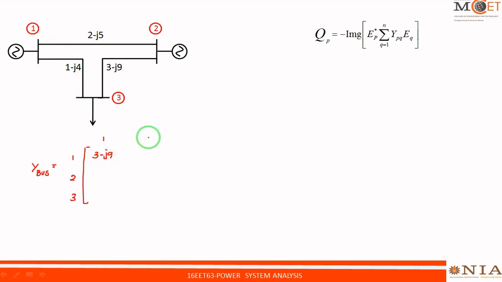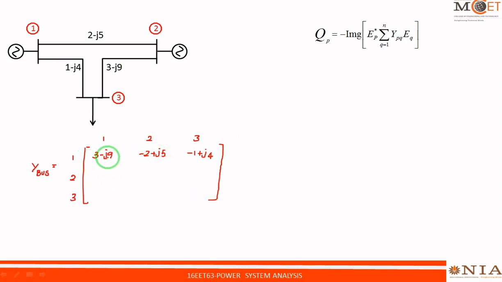Between bus 1 and bus 2, I have 2 minus J5. I have to take the complex conjugate of this, so this becomes minus 2 plus J5. And between bus 1 and bus 3, I have 1 minus J4. Taking the complex conjugate, that becomes minus 1 plus J4. So this is the first row of the bus admittance matrix.